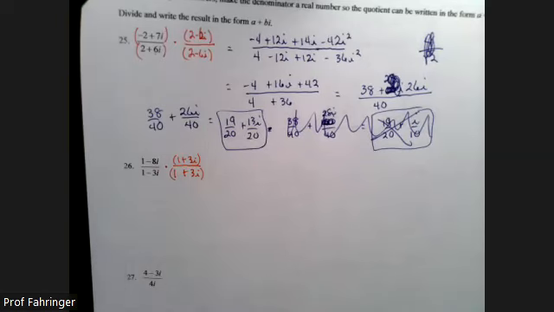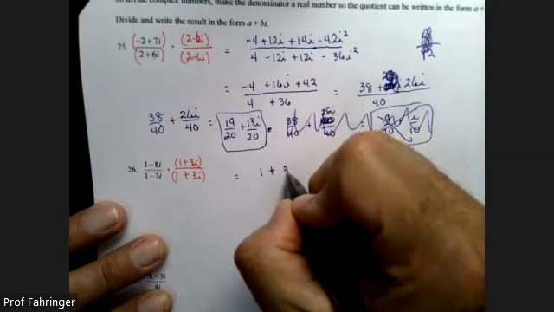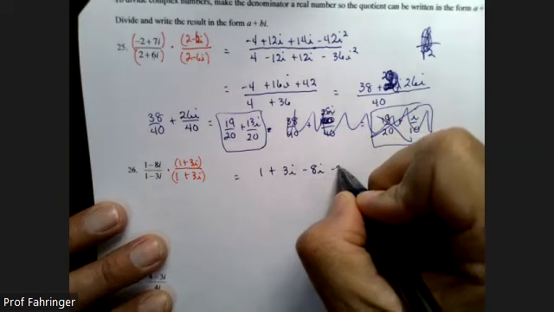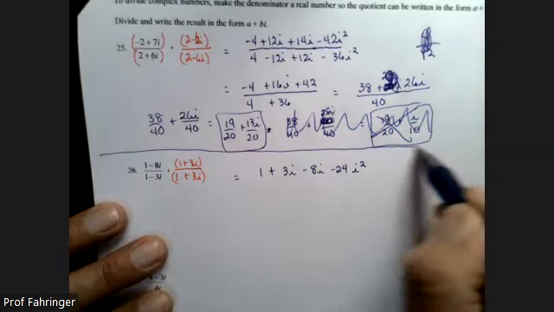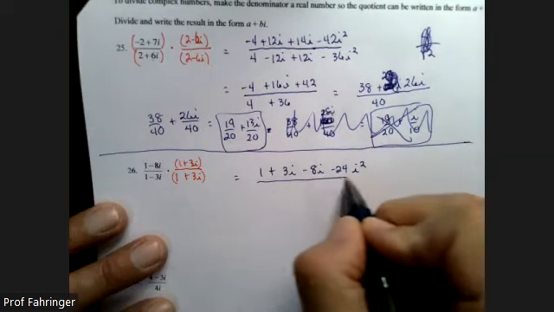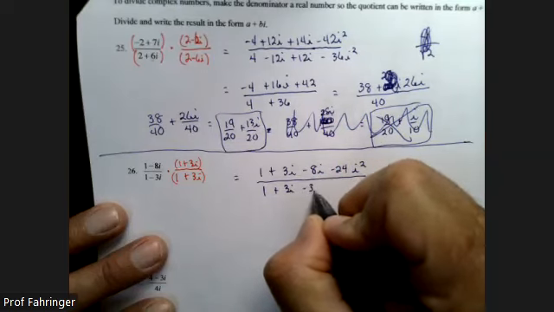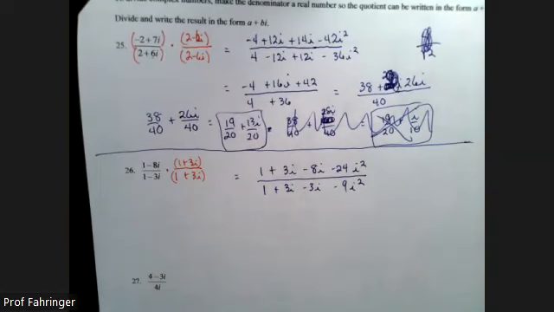Well, let's see if I can get this one right. Here we go. 1 plus 3i minus 8i minus 24i squared. Good, I got the first part. I shouldn't say anything. 1 plus 3i minus 3i minus 9i squared. I'm going to pause. Are we okay with that?